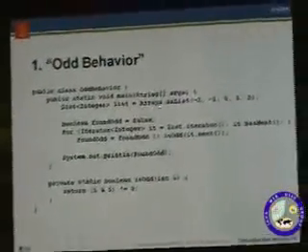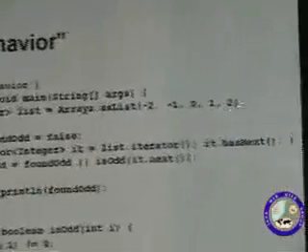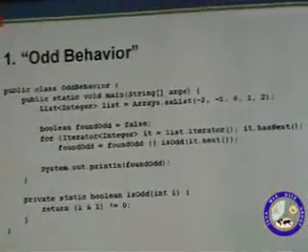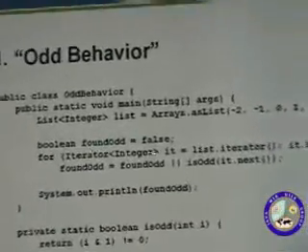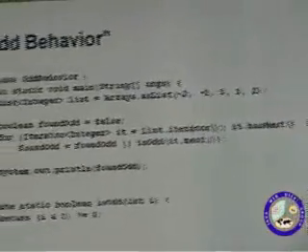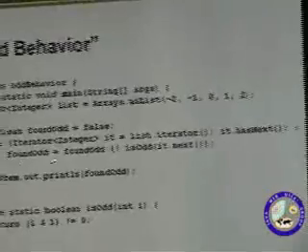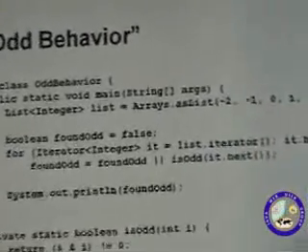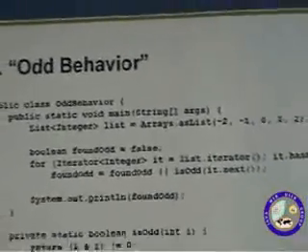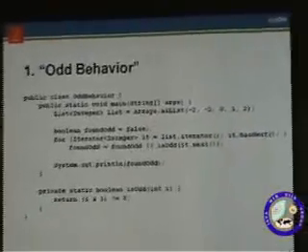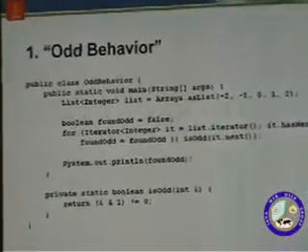Okay, let's look at the main method. We have a list of integers, initialized to contain -2, -1, 0, 1, 2. These are consecutive integers from -2 to +2. Now we keep track of whether we have found an odd number in this foundOdd boolean. We iterate over the list using the standard idiom, for Iterator of Integer it equals list.iterator, it.hasNext. And we accumulate into foundOdd: we set foundOdd to foundOdd or isOdd of the next number. So if we ever get an odd number, foundOdd becomes true, and it stays true.